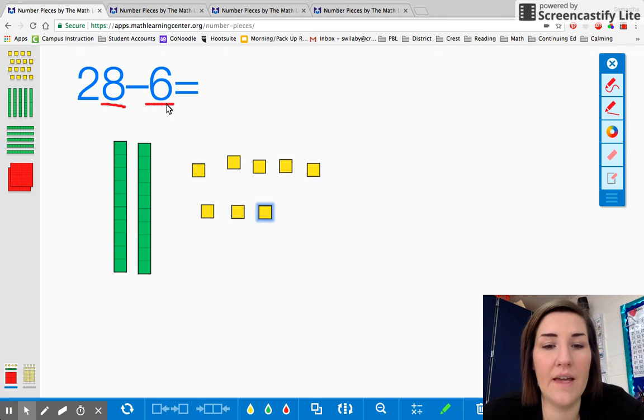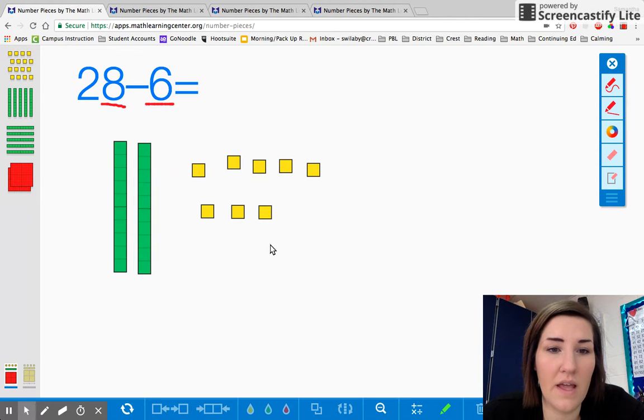So what I'm going to look at is I'm going to see if I have enough ones right here already to subtract 6 without having to break apart one of my tens and turn them into ones. So I have 8 ones right here, and I want to take away 6 ones or subtract 6 ones. So I know that 6 is less than 8, and so I should be able to subtract 6 without having to regroup or take that 10 and turn it into ones.